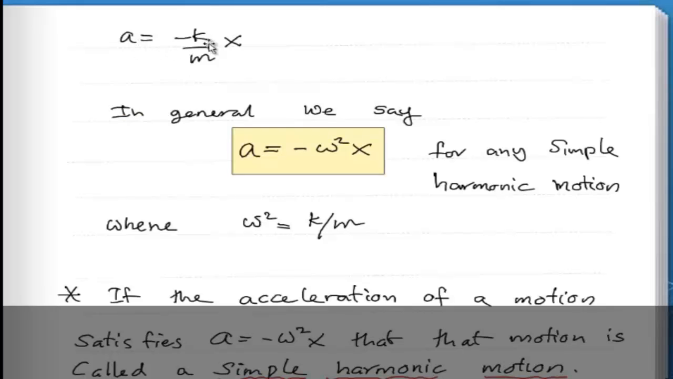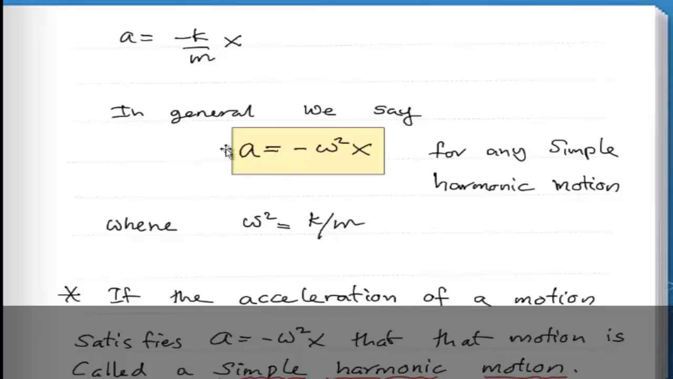That means the acceleration equals negative k over m times x, or in general, we can say acceleration equals negative some constant squared times x. Omega squared is a constant, and we can equate that omega squared to k over m. By studying these motions, we understand that this omega is the angular frequency. So the angular frequency of this oscillator is the square root of k over m.